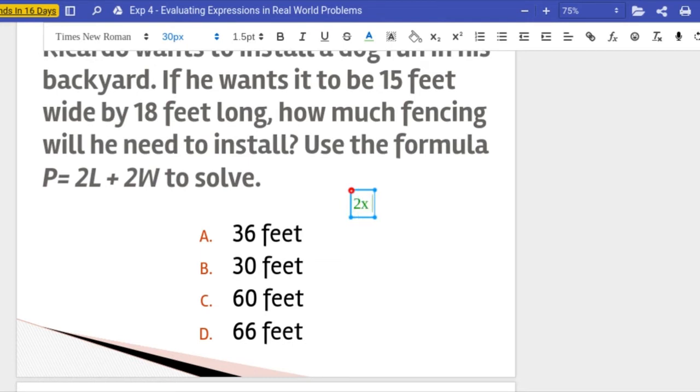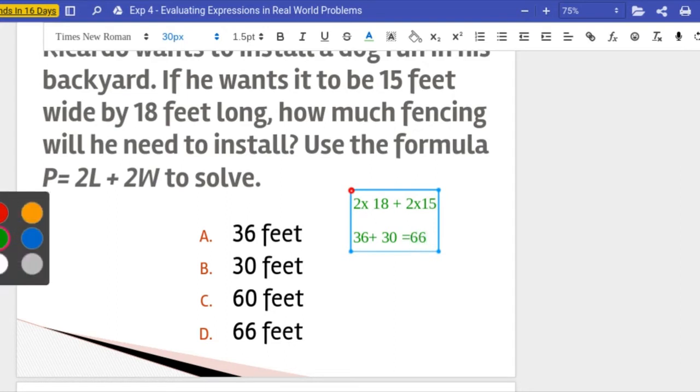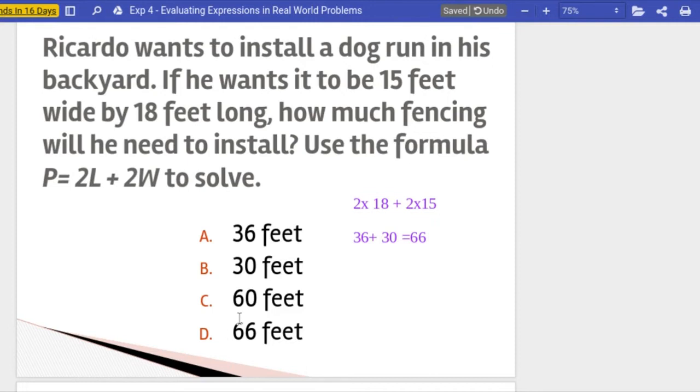2 times the length, which it says is 18, plus 2 times the width, and the width is 15. Now I'm just going to use my order of operations. 2 times 18 is 36, and 2 times 15 is 30, and then I'm going to add those together, and I get 66 feet. So it looks like Ricardo would need 66 feet. There we go. Ricardo would need 66 feet for his fencing.